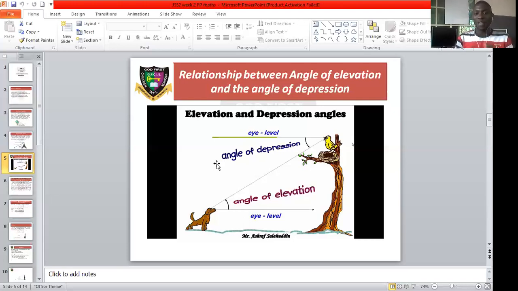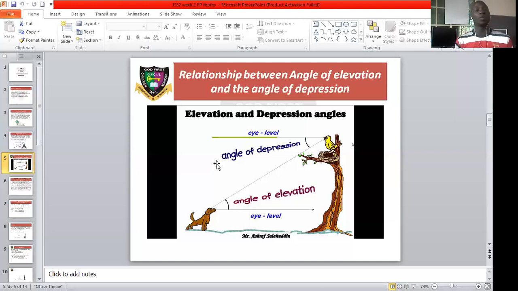So the angle of elevation is equal to the angle of depression. This is the relationship between these two. When the dog is observing the bird at an angle, the angle by which the bird is observing the dog is equal. By this diagram, it's equal.